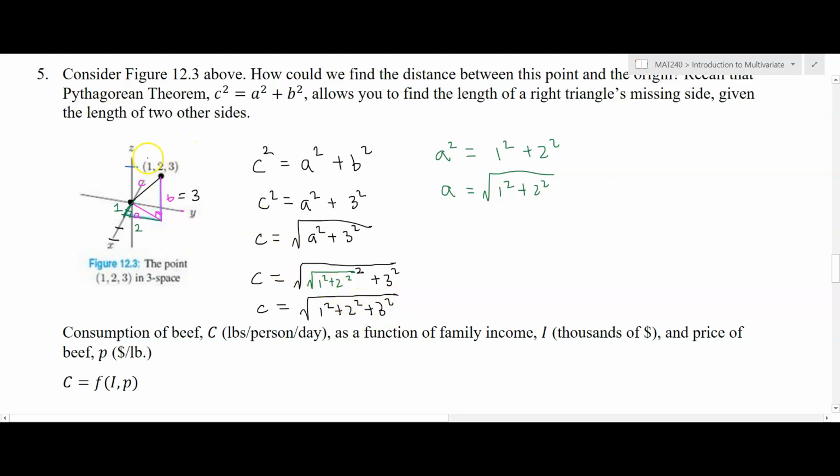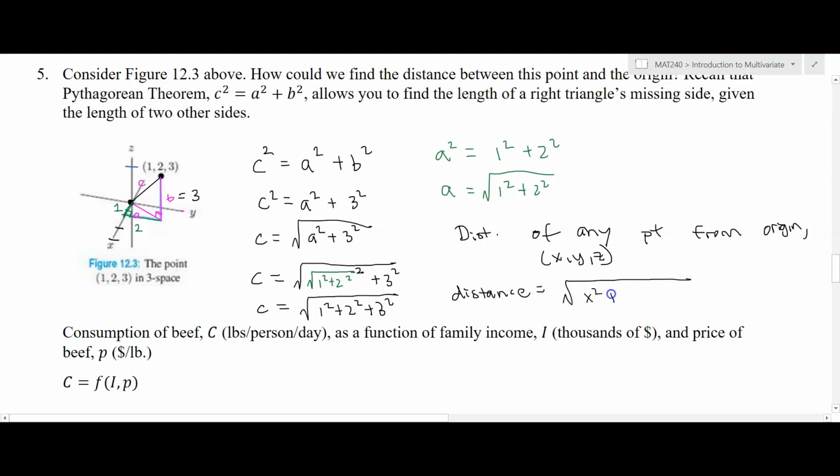And one thing that we should notice here is that the distance from the origin of any point of the form x, comma, y, comma, z, the distance of that point is going to be the square root of the sum of the components squared.